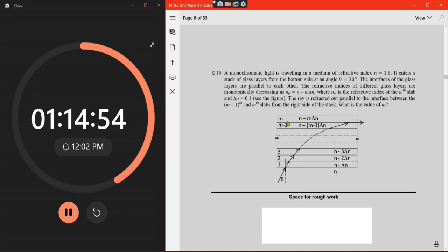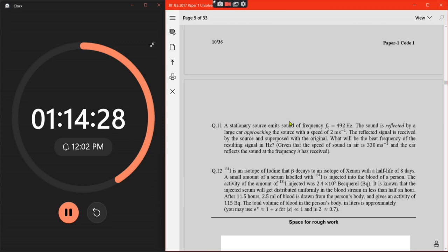So it's just n minus m delta n, of course. Okay, that should do it. So our m is n upon 2 delta n, which is n is 1.6 upon 2 times delta n, which is 0.1. So 16 upon 2 is 8, m equal to 8. 10th answer 8. Next question.